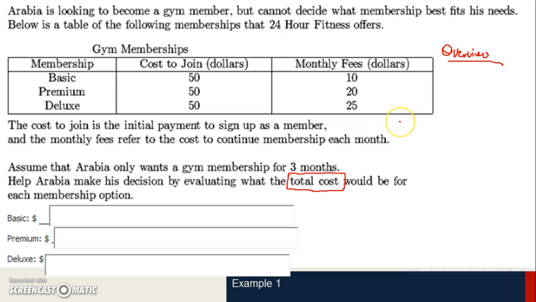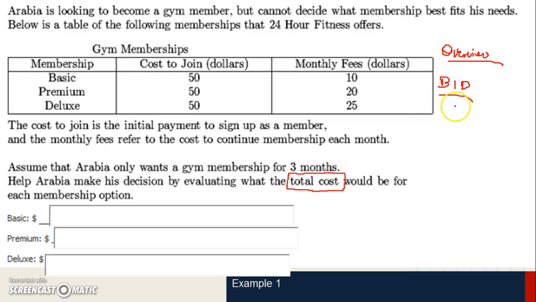So we know what it's about. It's about Arabia looking for a gym membership. We know what it's asking for. It's asking for the total cost of each function if Arabia goes for 3 months. So now we'll begin to break it down. What's our model? Well, we know, break it down, B-I-D. We're going to bid on this.